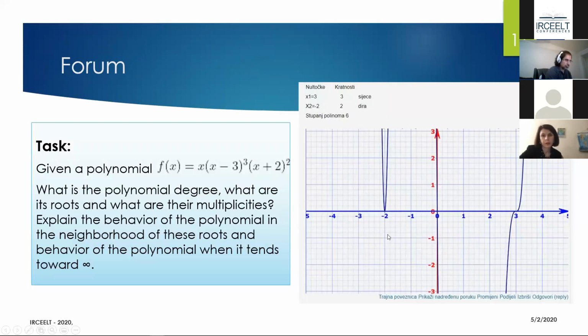This is the task they must solve. They are given some function, polynomial or rational, and they must analyze its properties. Some students gave this solution. This solution was partially correct. In this solution, everything is correct, but some parts of the answer are missed.